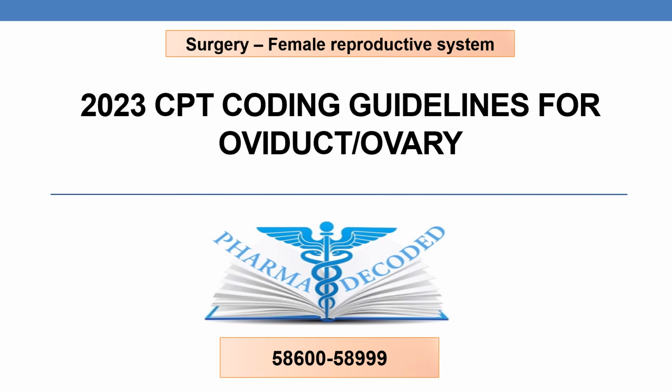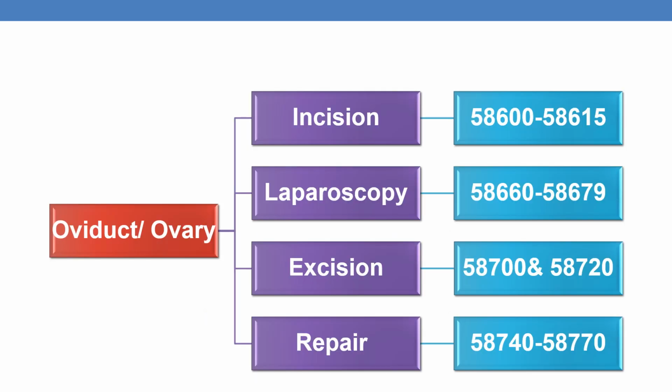Hello everyone, now let us discuss the 2023 CPT coding guidelines for oviduct and ovary. The code range is 58,600 to 58,999. Oviduct is nothing but fallopian tube. In the oviduct/ovary section, we'll have the following subsections: incision, laparoscopy, excision and repair.